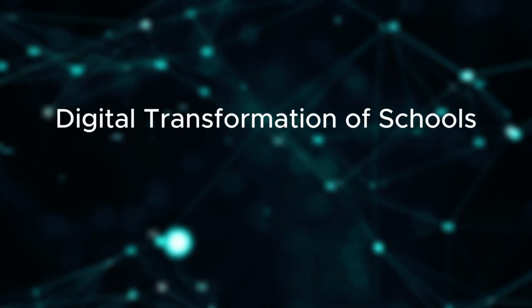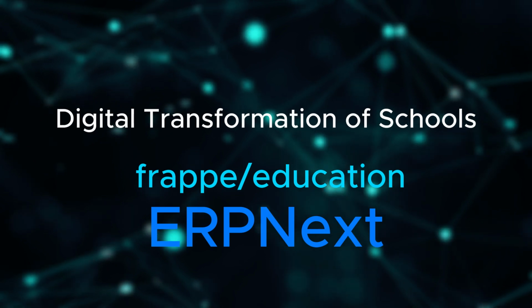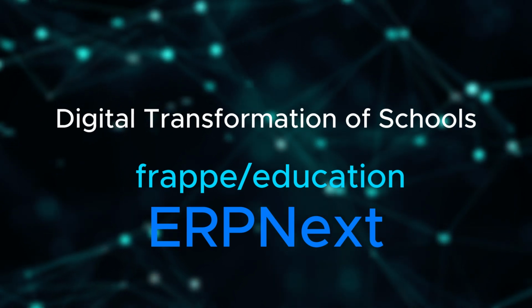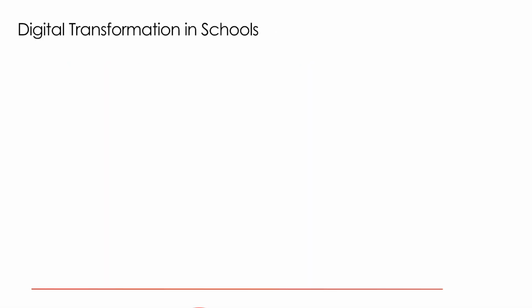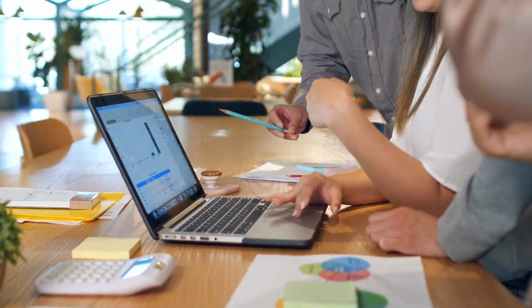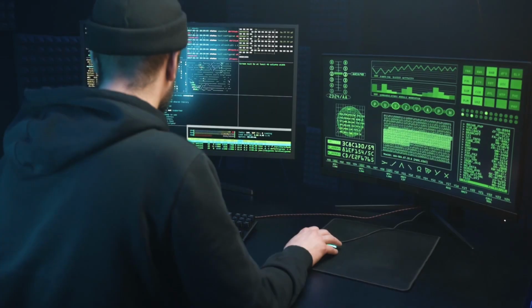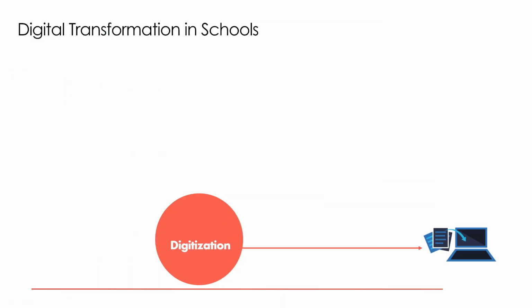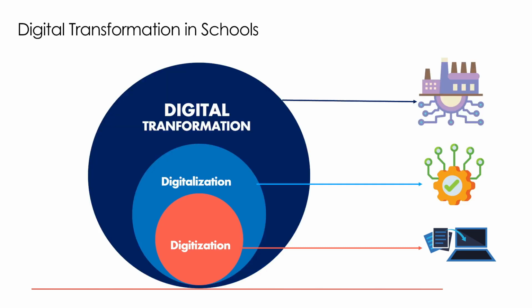Together, we'll uncover how ERPNext, a comprehensive ERP solution, brings revolution in the education domain. I'll be talking about digital transformation in schools. It all starts with digitization, where you convert paper-based forms, reports, or documents into computer. Then the next step is adding the workflow or digitalizing the process, which is called digitalization. Everything done through digital means is called digital transformation.